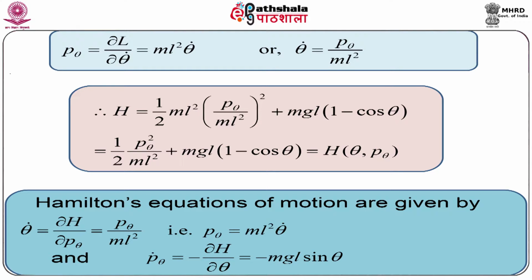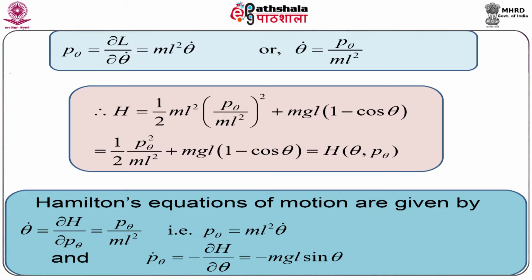Hamilton's equations of motion are given by theta dot equal to del H by del p theta, equal to p theta divided by m L squared. This gives p theta equal to m L squared theta dot, and p theta dot equal to minus del H by del theta, equal to minus m g L sin theta.